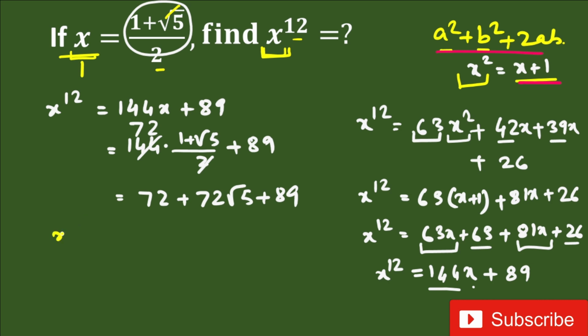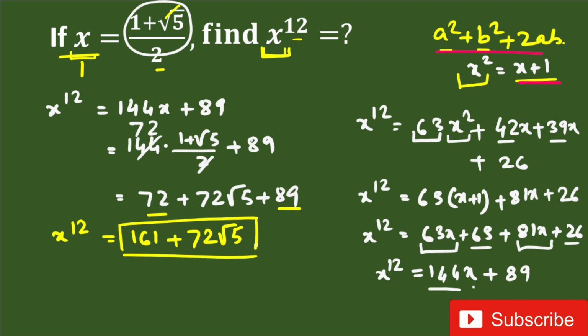Now the value of x raised to the power 12 is 72 and 89, which is 161, plus 72 square root 5. So here we have calculated the value of x raised to the power 12, that is 161 plus 72 square root 5. So this is the answer of this problem.